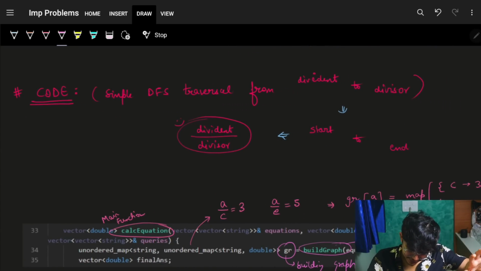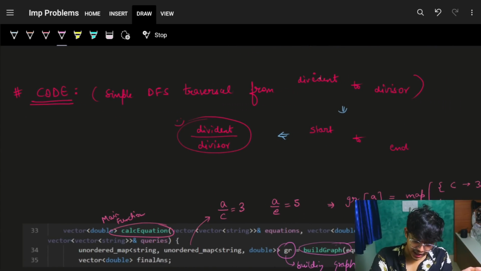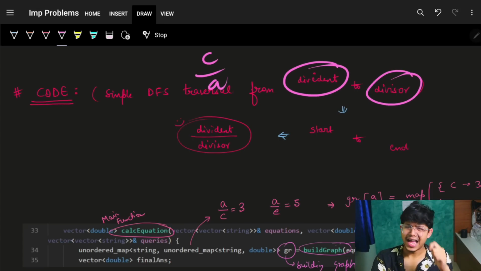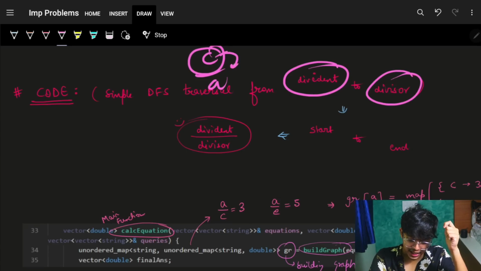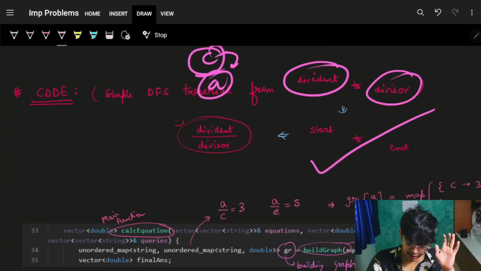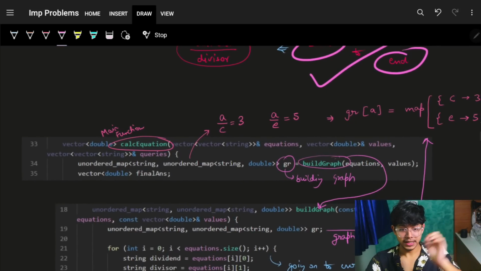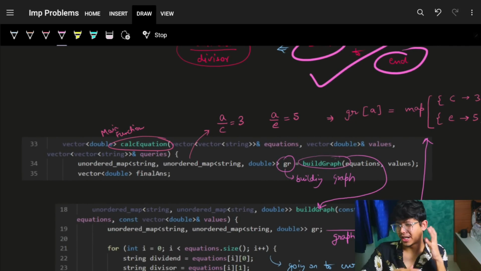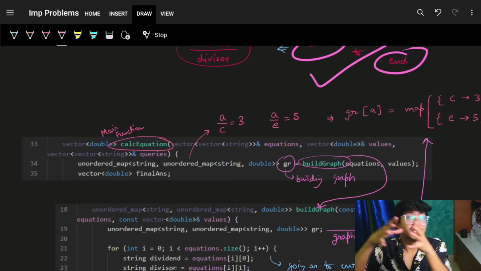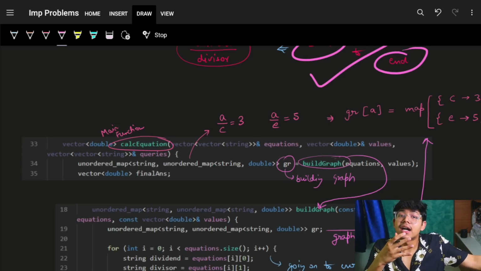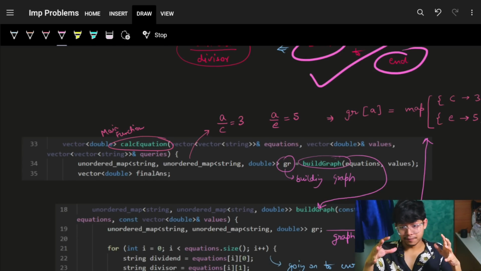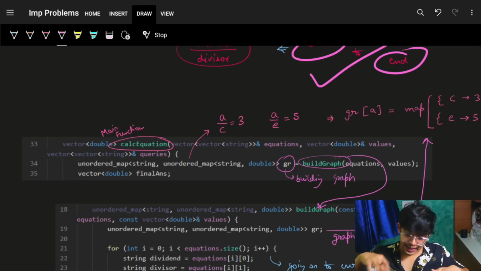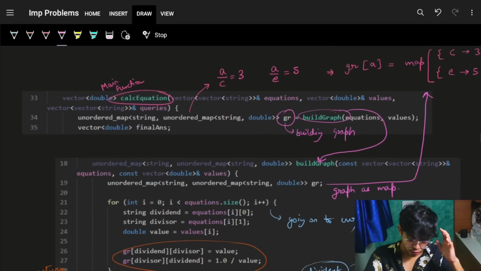It's very, very easy. We will have our dividend and divisor, which means C upon A. I will start from C and try to reach my A, start to end, and that would be it. I'll break down the code. Although the code is pretty big, because we have to transform the input into a graph and then apply our traversal on the graph, I have divided the code completely for you to understand. The PDF is also down below, and the code is also down below, so don't worry about that part.